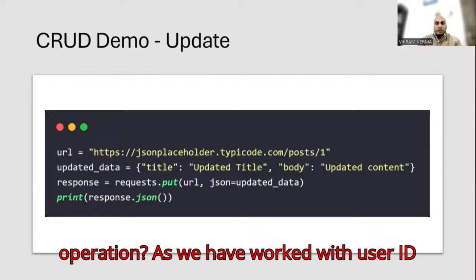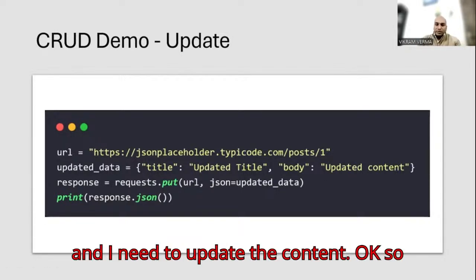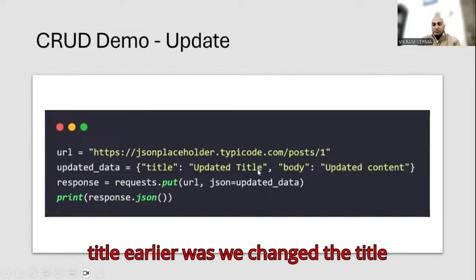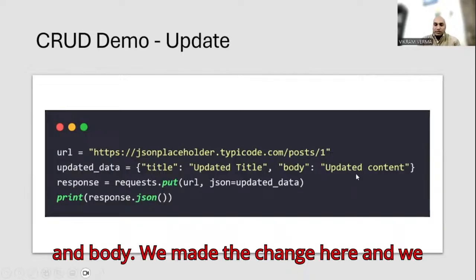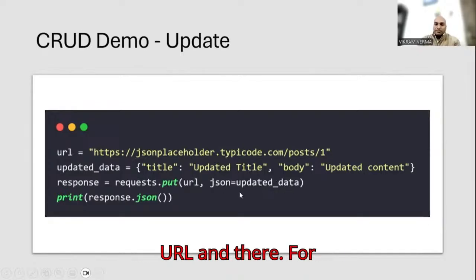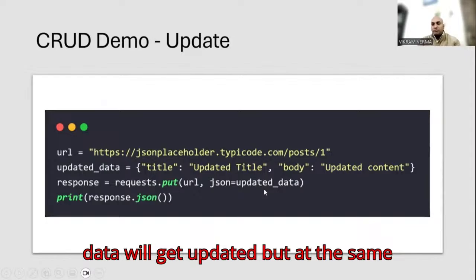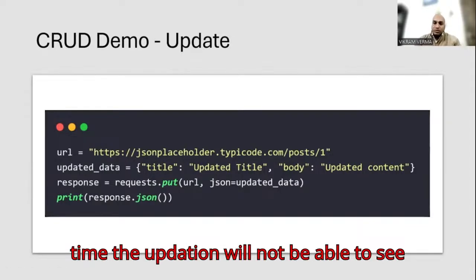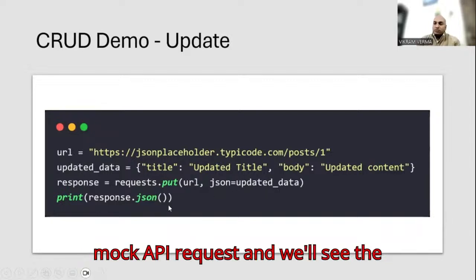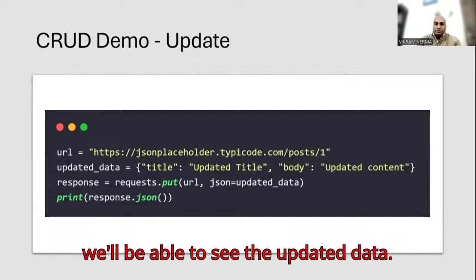What about the update operation? As we have worked with ID 1, we need to go with that URL and update the content. The title is now an updated title. Whatever the title was earlier, we changed it, and we made a change in the body too. We have put the request to the URL, and with JSON we have updated the data. The data will get updated, but we will not see the update in the real data set because we are making a mock API request, and we'll see it in response.json. There we'll be able to see the updated data.